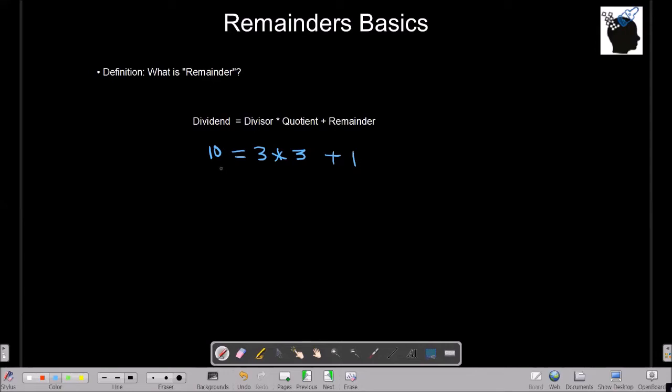So this is how we are going to write a remainder equation where the number which we are trying to divide becomes our dividend. The number by which we are trying to divide becomes our divisor. And the number which is left after division will be nothing but our remainder.